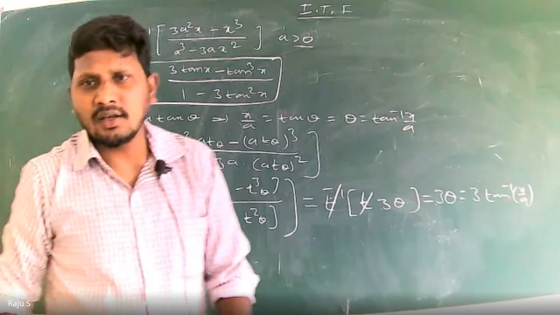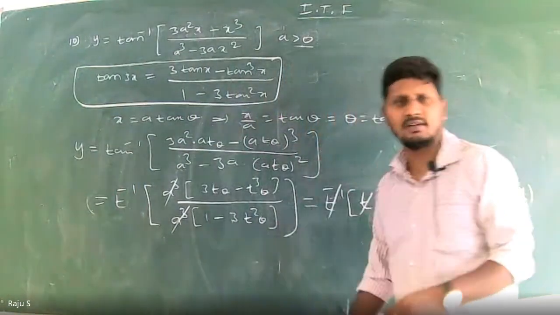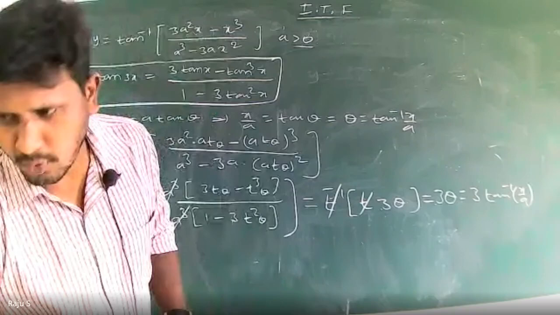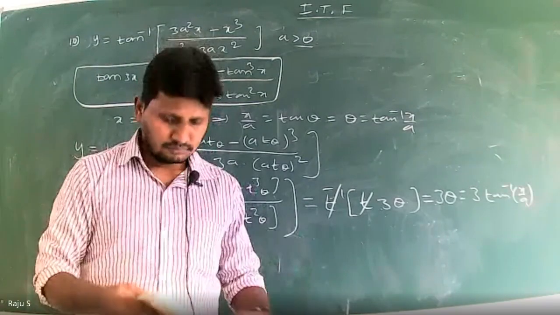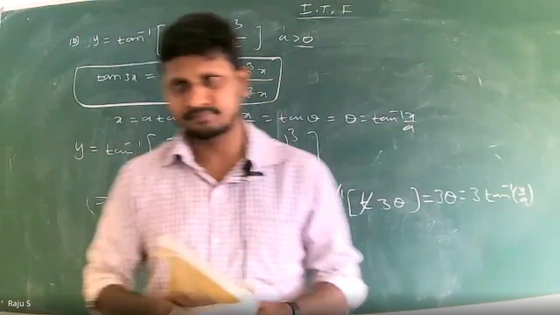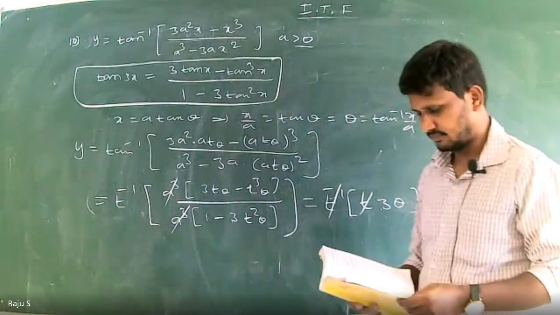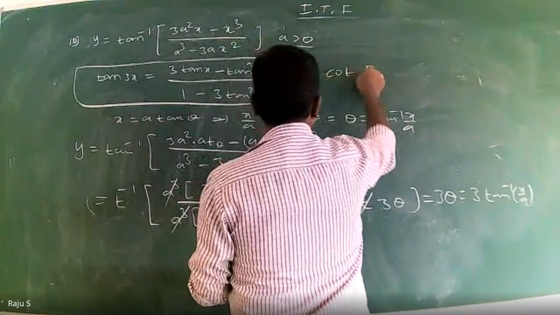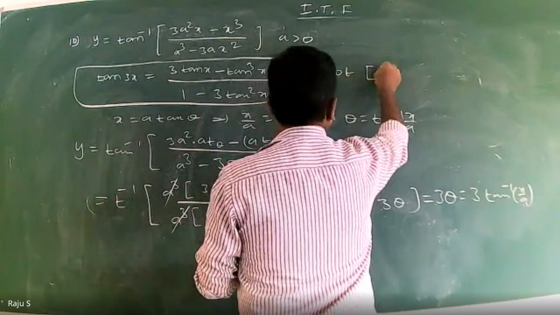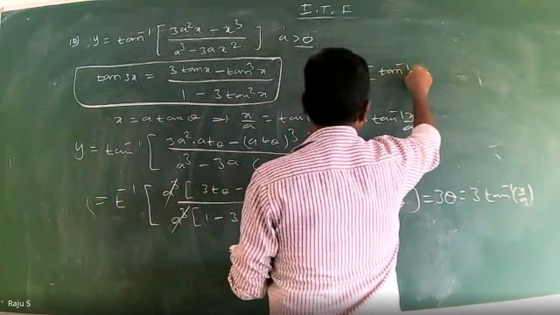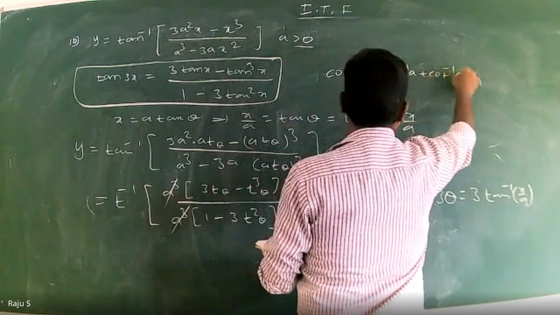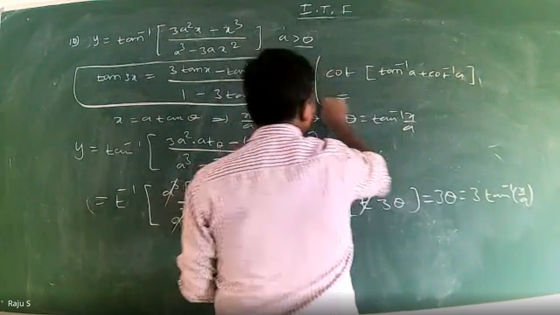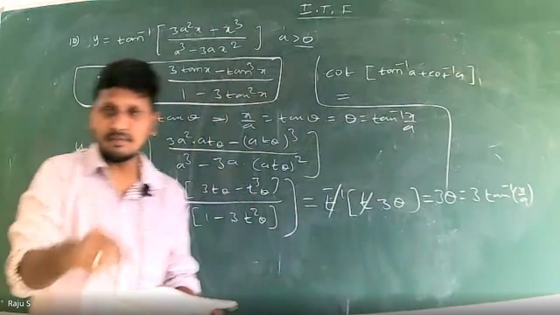Can anyone tell the answer for question number 12? It's very easy. Actually, we can apply the property here. Question number 12: cot of tan inverse A plus cot inverse A. What is the answer? I said very clearly, property.